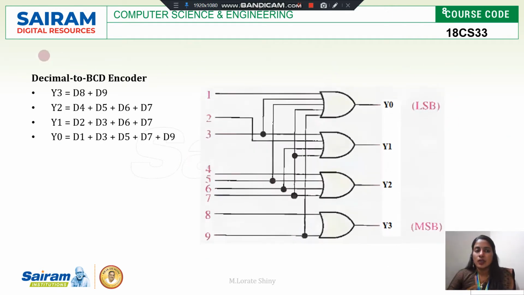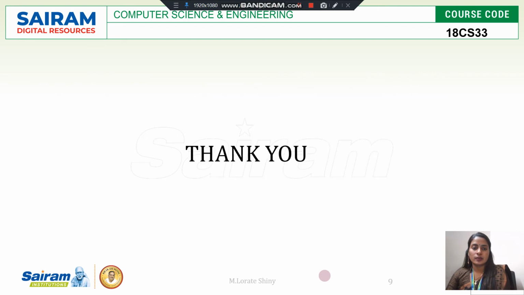Circuit. So there are 4 functions, 4 OR gates you have to use, Y0, Y1, Y2, Y3. So Y3 is D8 and D9. So all the inputs you are connecting with that particular OR gate. Y3 is 8 and 9. Y2 is 4 5 6 7, you are connecting with Y2. With Y1, 2 3 6 7 you are connecting. Then with Y0, 1 3 5 7 and 9. So this is the circuit diagram of decimal to BCD encoder. Okay, thank you.